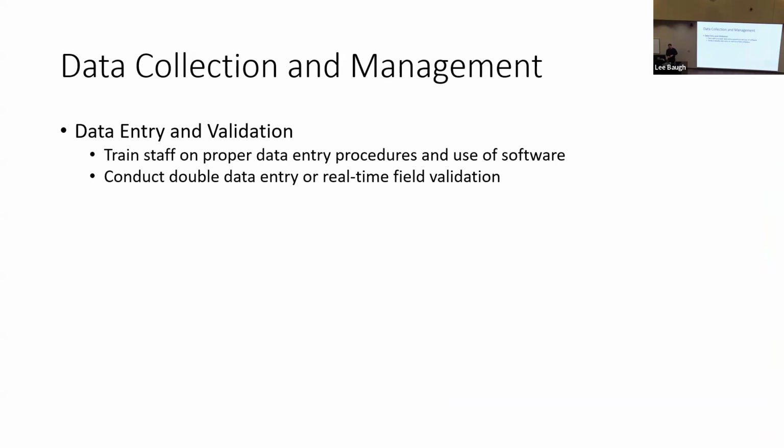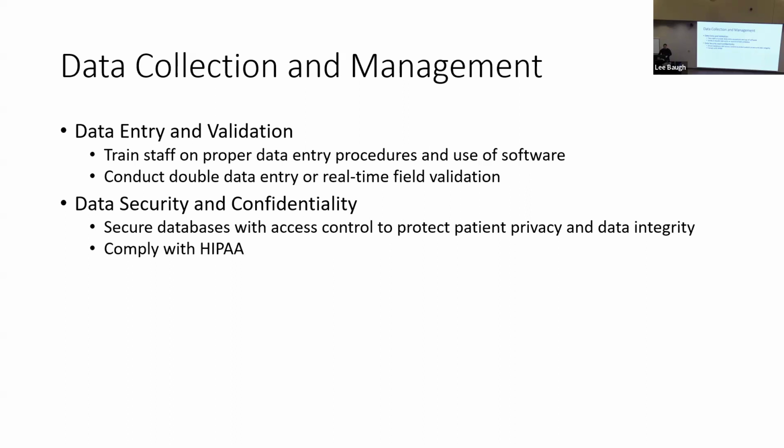For data entry and validation, you need to train your staff on proper data entry procedures and use software. Whatever that software may be, people have to know how to interact with it properly. You may want to conduct double data entry or real-time field validation where information is being entered in multiple times from different parties and then being compared. So if something gets entered in twice and then you compare, if it doesn't check out, chances are it was entered incorrectly. You have to look at data security and confidentiality.